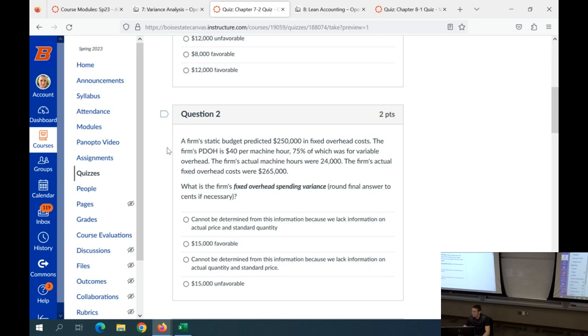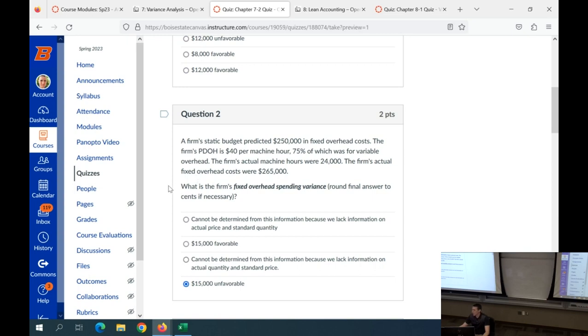Unfavorable? Okay. Why? Yeah, when we move to reality, it's 15,000 more than we budgeted. Closer to the real number, higher than the lower number, more costs, all things being equal, is worse than fewer costs. Good.